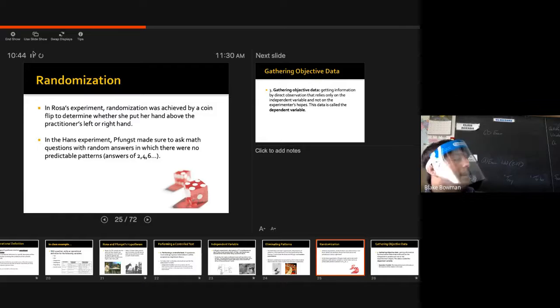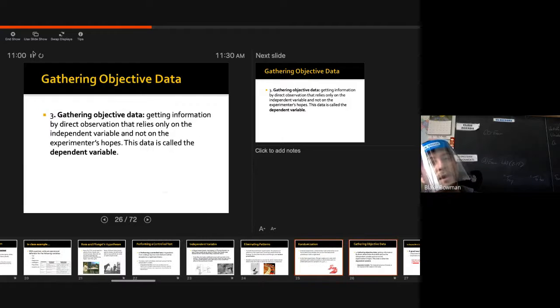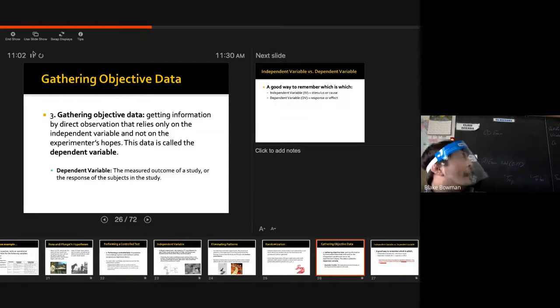All right, so the next thing we got to do is gather data, right? And that's where the dependent variable falls into play. We just talked about the independent variable, something that is changed by the experimenter, so always follow that if statement. Then the then statement is going to be the measured amount, the dependent variable. So real quick, gathering objective data, that's number 3.